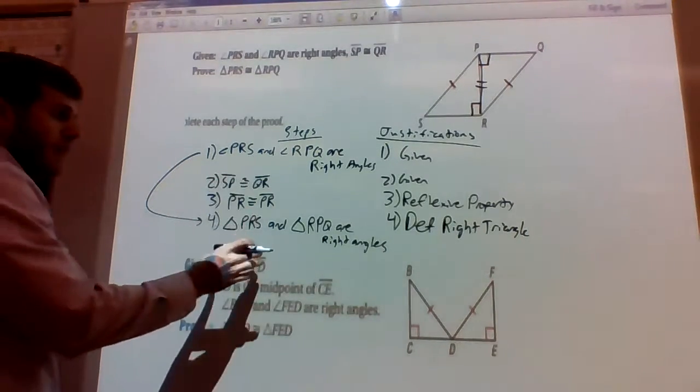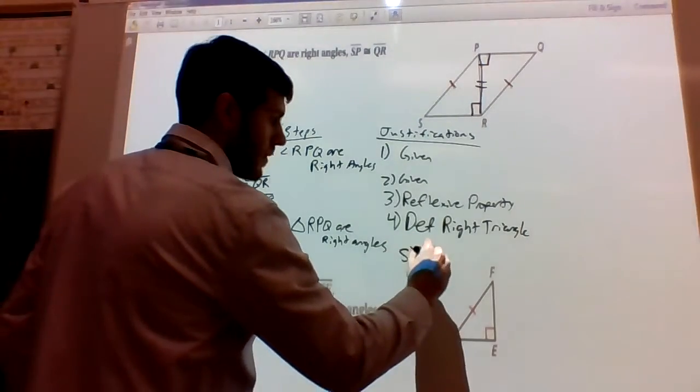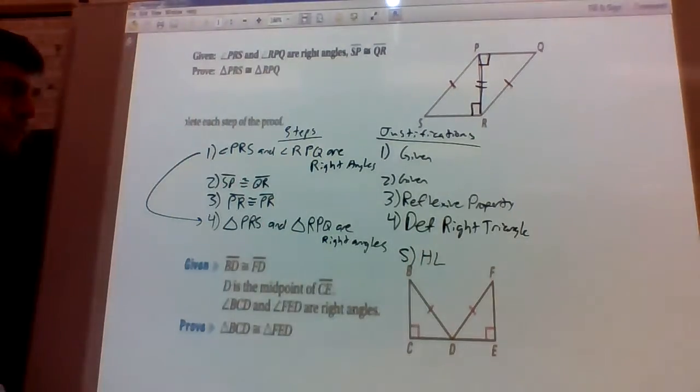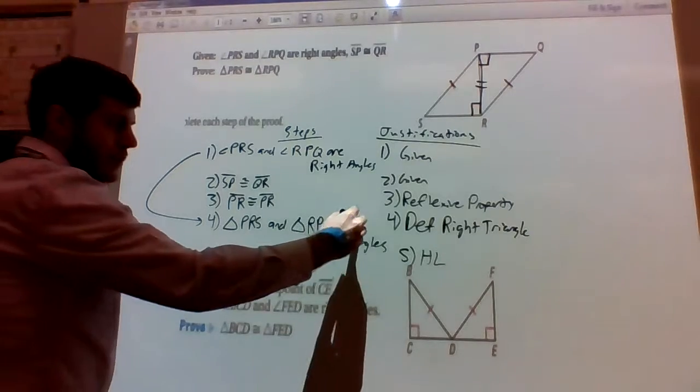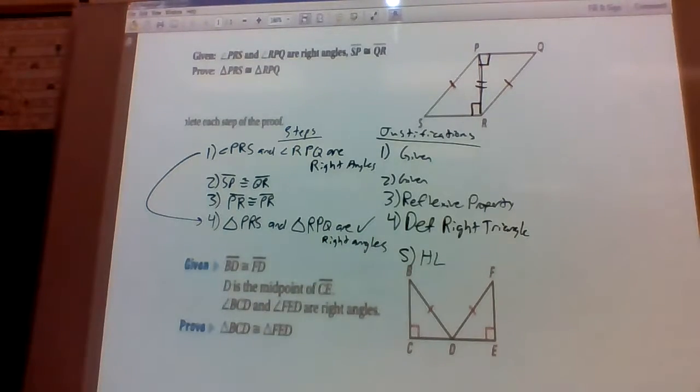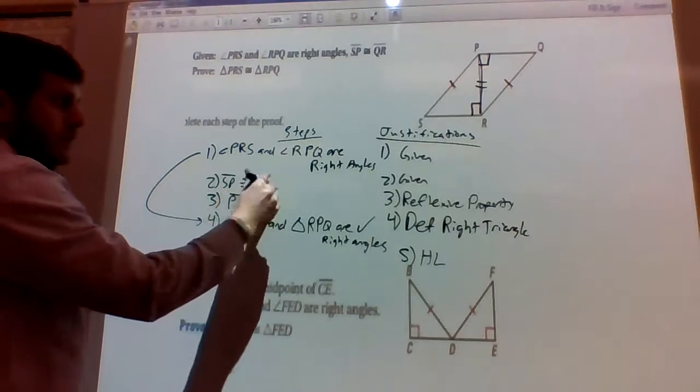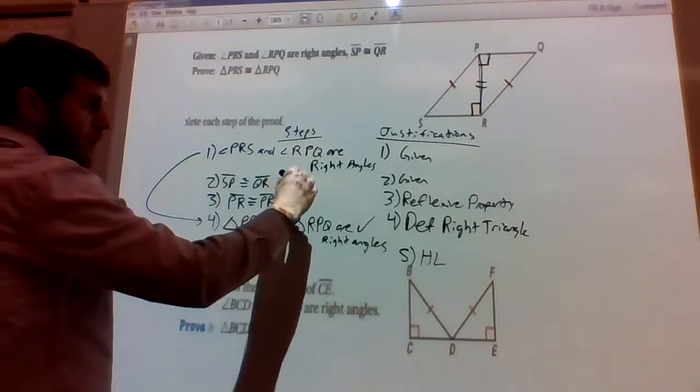Okay. Hypotenuse leg theorem says if you have two right triangles, which we do, whose hypotenuses are congruent, do we have congruent hypotenuses? Yes, we do. SP and QR, these are hypotenuses, and they are congruent.